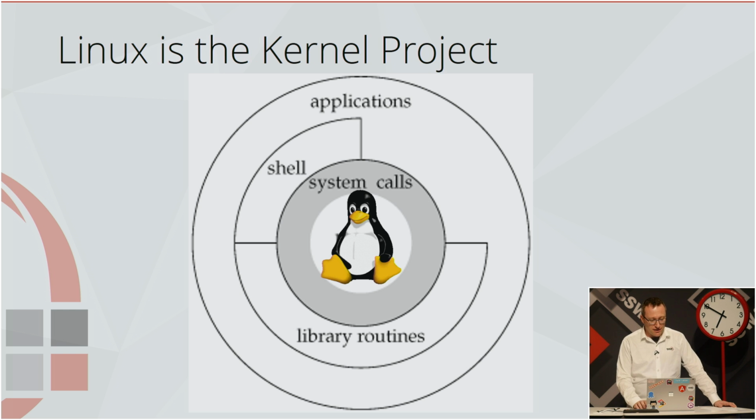So when we talk about Linux, what we're actually talking about is the kernel. That's the bit in the middle. So the Linux project is in fact just a Unix kernel. It's a system that sits between you and the hardware and gives you this interface to run programs. Now the Linux kernel was released in 1991 by Linus Torvalds.